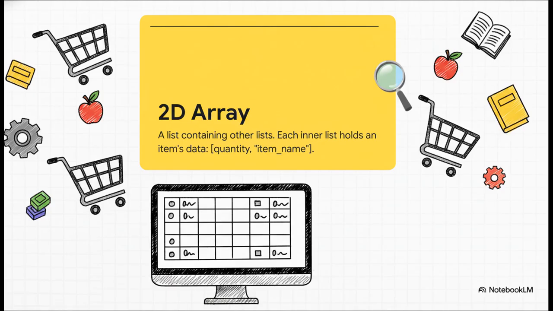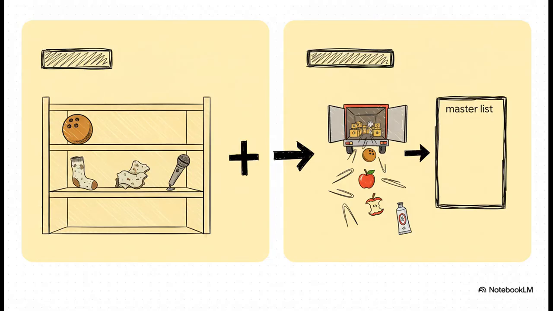All right, so let's talk about the data itself. Our digital stock list is what we call a 2D array. Now don't let the name 2D array scare you. It's really just a list that's full of other lists. And each of those little inner lists is super simple. It just holds two things, a number for the quantity and the name of the item. That's it.